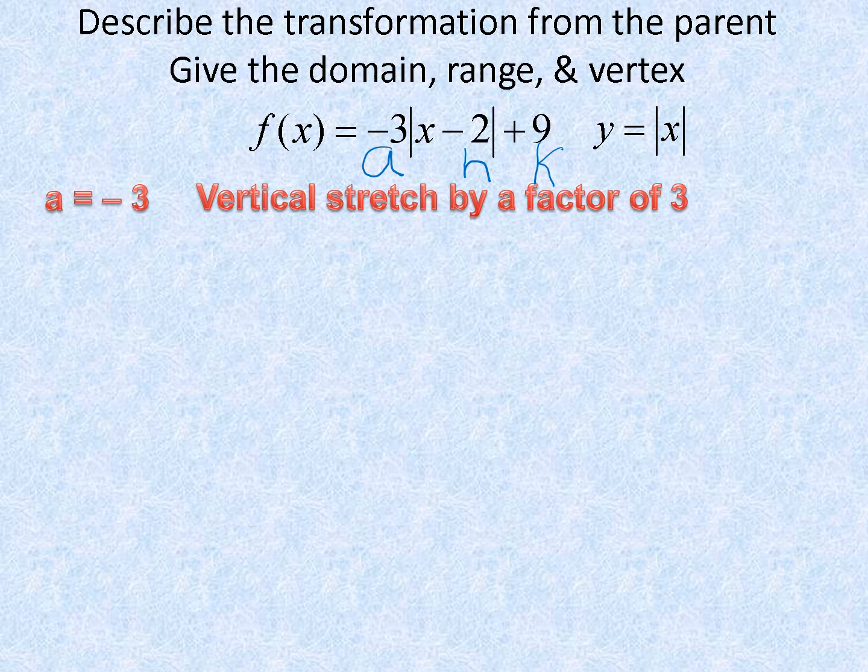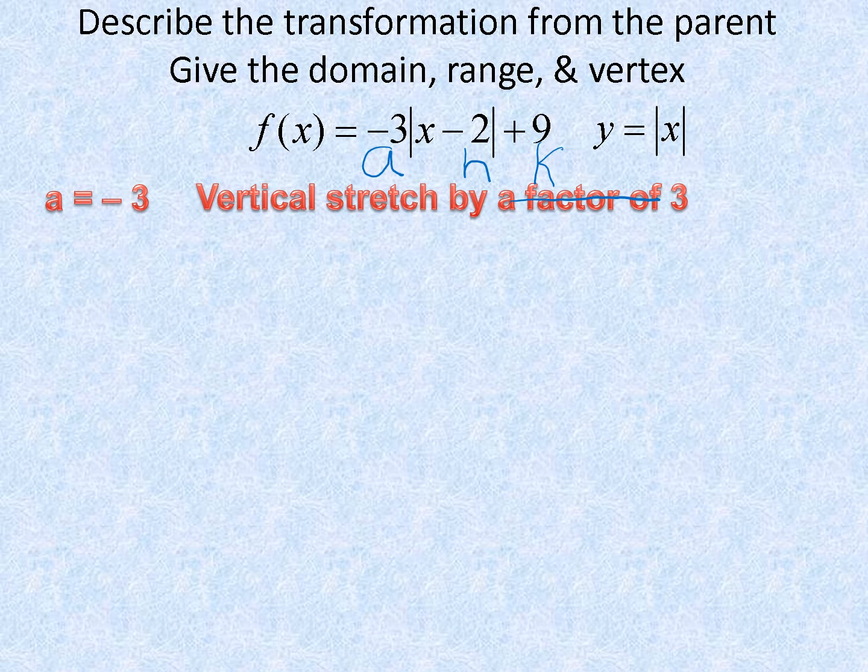When we're describing this transformation, I'm going to be honest with you: if you say vertical stretch by 3, we're going to be totally cool with that. You can always say by a factor of 3, but you don't have to. Now, it's important that you say vertical and by how much, because if you just say stretch, we're going to ask what kind of stretch it is. Is it vertical or horizontal? It's vertical. By how much? 3. So it's crucial that you get vertical, stretch, and 3 in there. Now let's focus on the fact that it is negative.